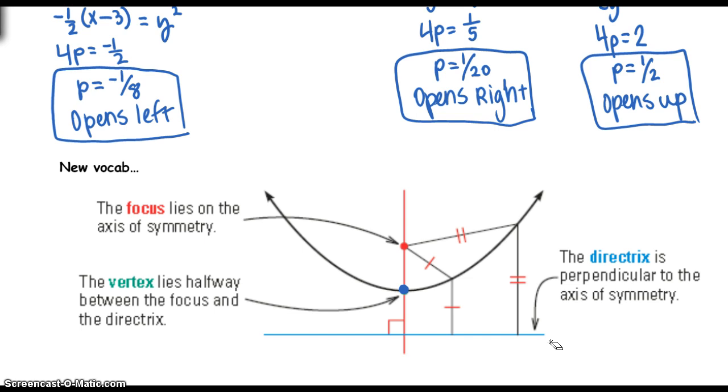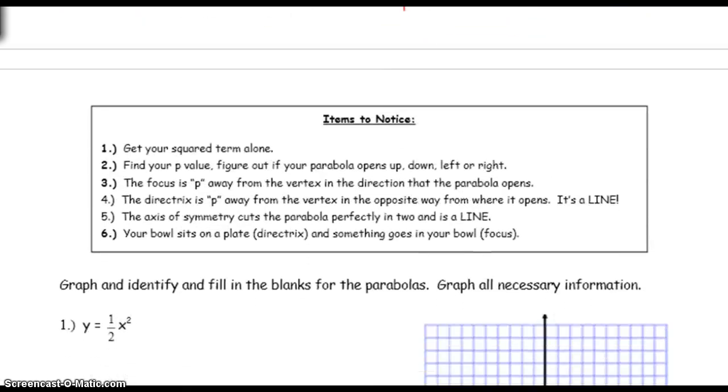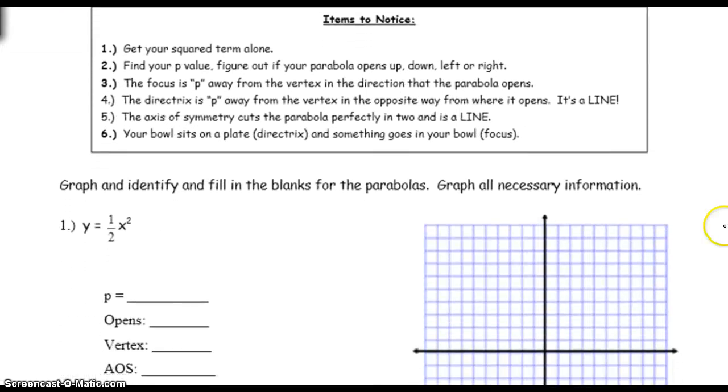What makes the focus and the directrix fancy is that no matter where I am on here, and I go out to here, the exact same distance it'll take to get there. Isn't that neat? It's equidistant. So let's go ahead and talk about that a little more down here with the graphing, and you'll see what I'm talking about.